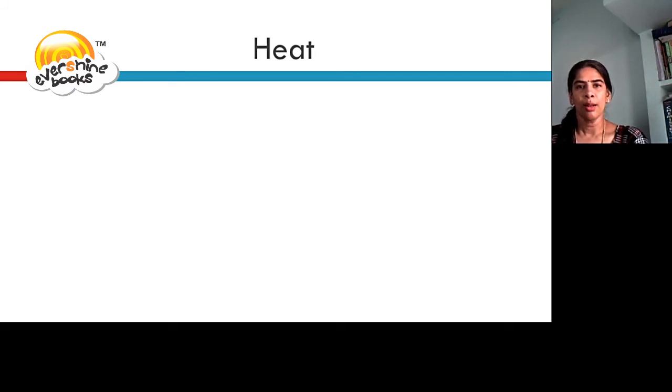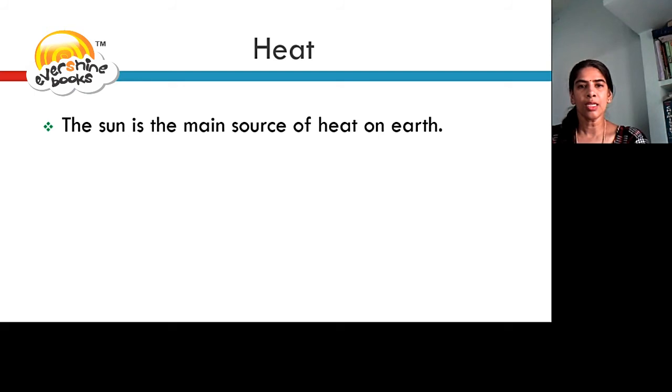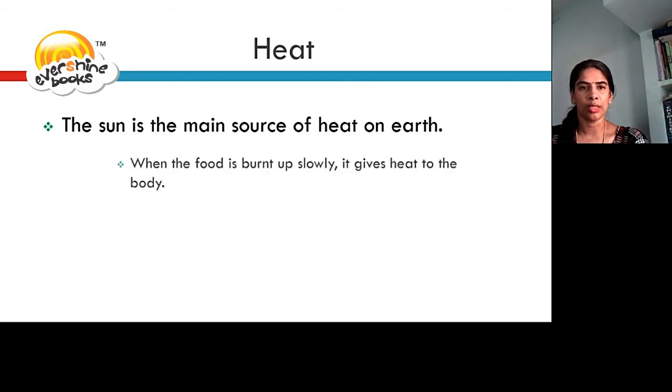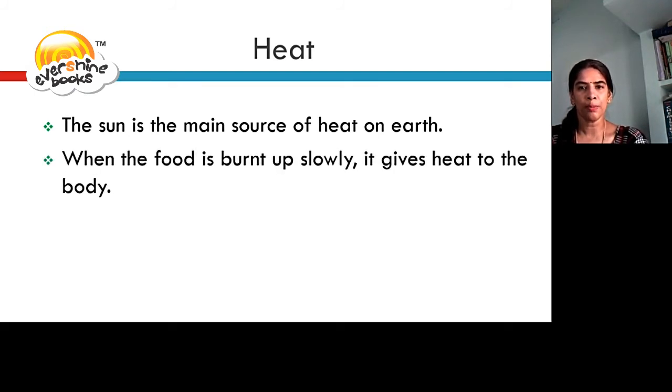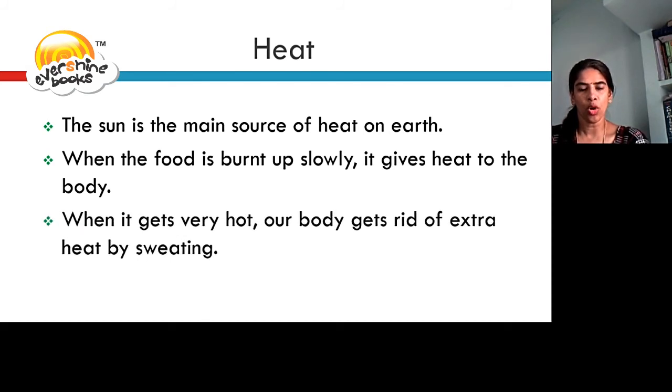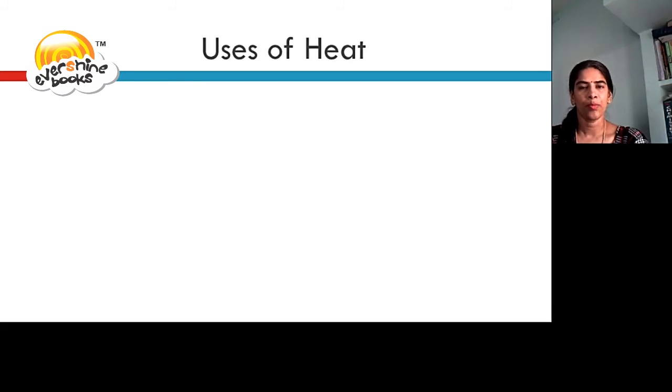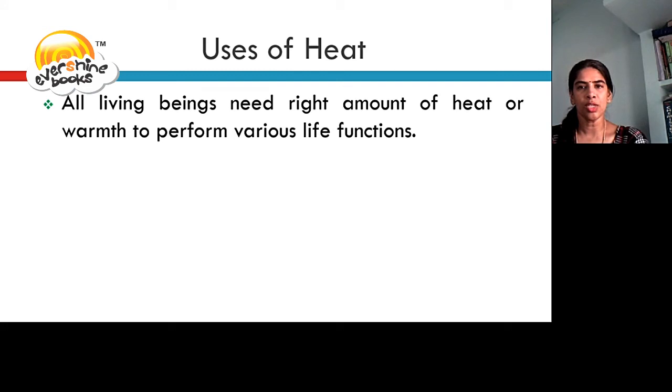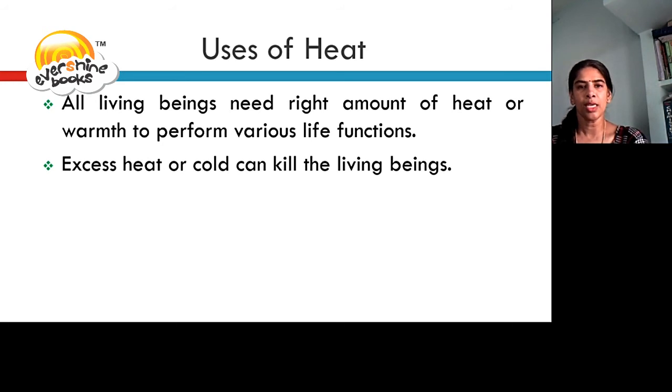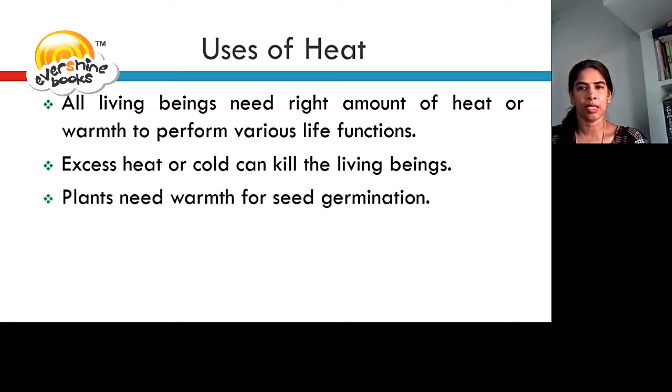The next essential part for survival is heat. The sun is the main source of heat on Earth. When food is burned up slowly, it gives heat to the body. When it gets very hot, our body gets rid of extra heat by sweating. Uses of heat. All living beings need the right amount of heat, which we call warmth, to perform various life functions. Excess heat or cold can kill living beings.